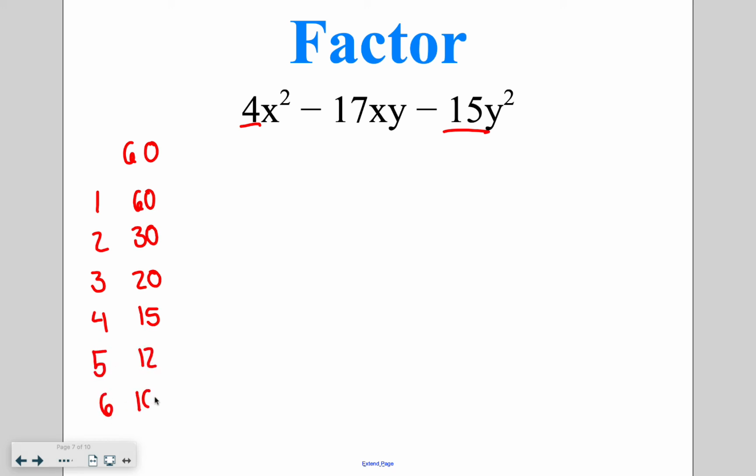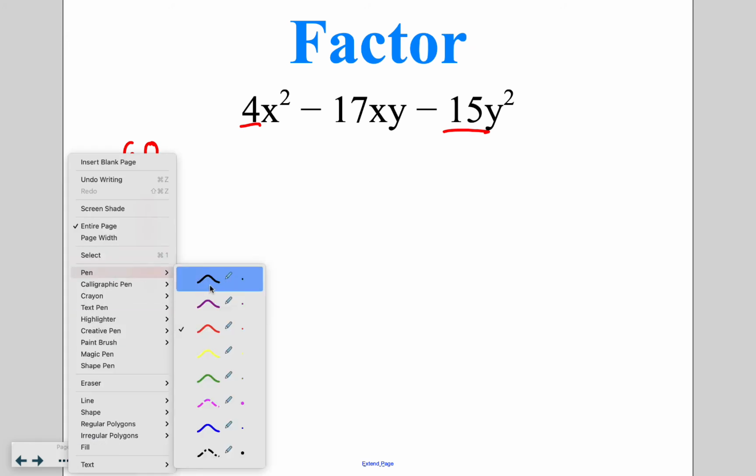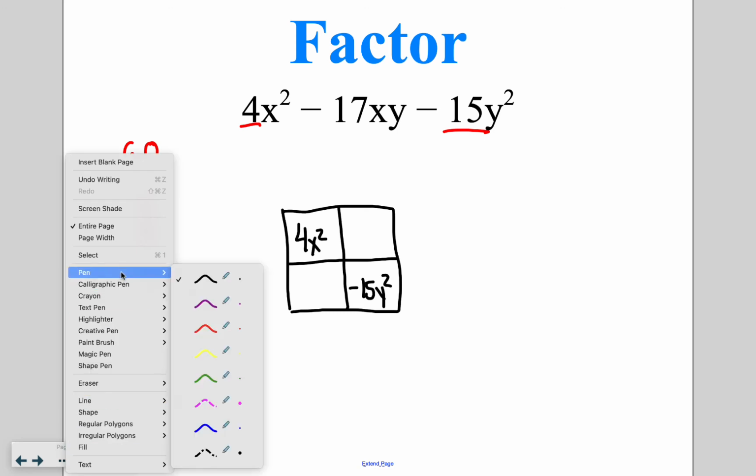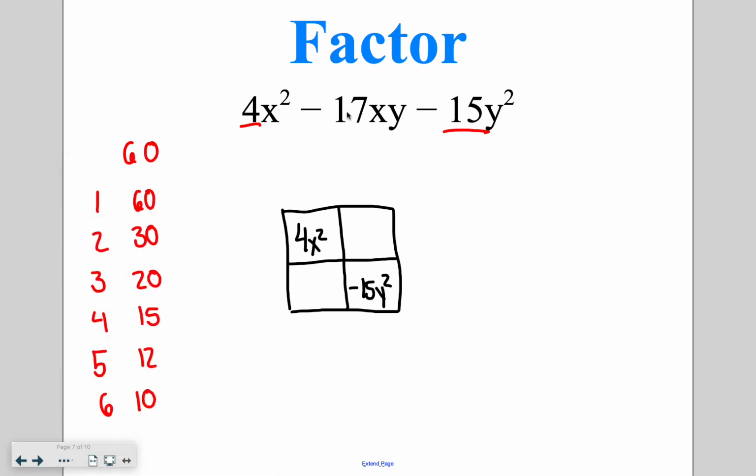So once I start drawing my box, I've got my first term of 4x squared going in the upper left box, and my negative 15y squared going in my lower right box. Now, when I am looking for my factors here, I want to get to a negative 17xy. There are two options here. I could do 3 minus 20, or I could do negative 5 minus 12.